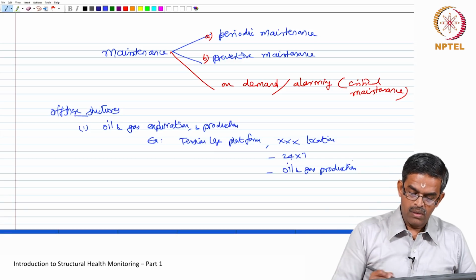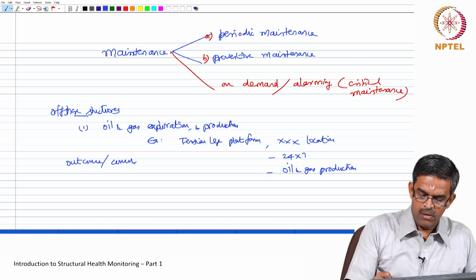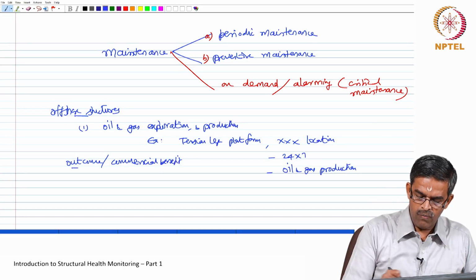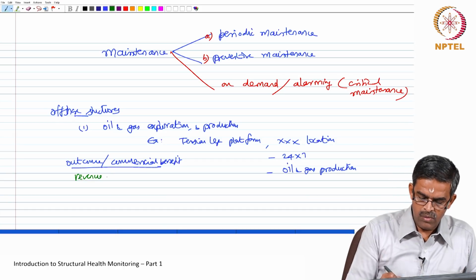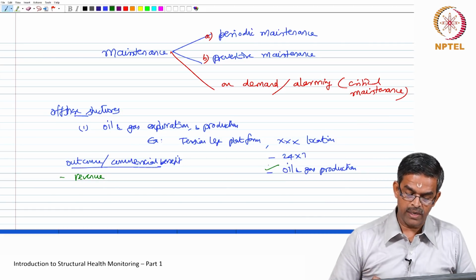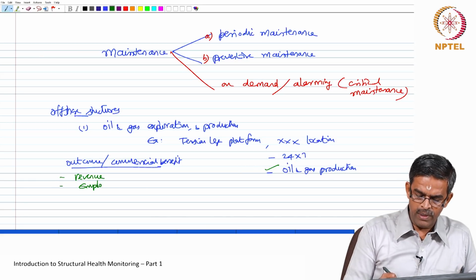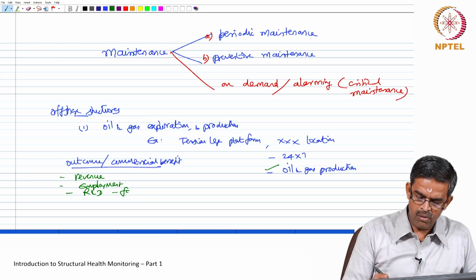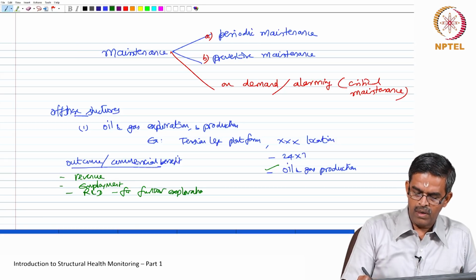Now, the outcome or commercial benefit of this structure could be revenue, because it is exploring oil and gas and oil and gas is sold in the market. 2, high tech employment and constant research and development for further exploration and production.